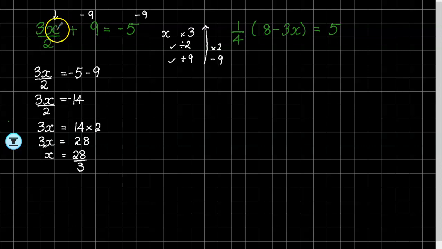Hopefully that makes sense. So start off, read the question. So x times 3 divide by 2 plus 9. The last thing you said is the first thing you're going to undo. Okay, now let's have a look at this one.